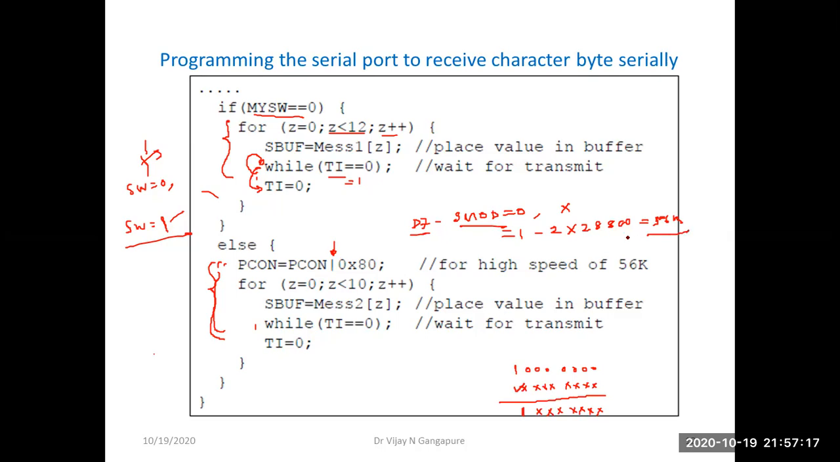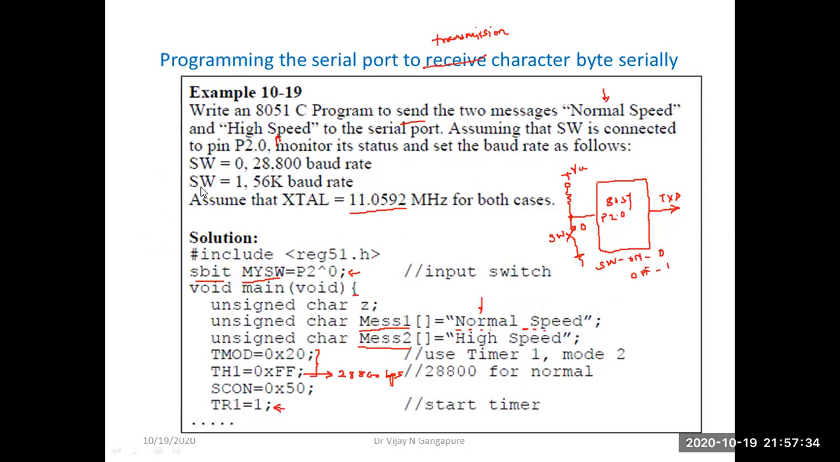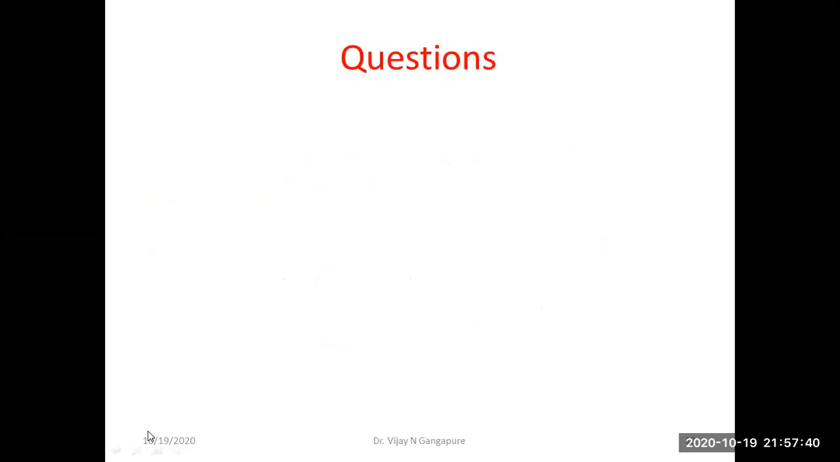We will get double baud rate. We are simply making the baud rate double, that is 56k, which is 2 times 28800 bits per second. Because if the switch position is 1, we have to double the baud rate, that is what has been asked. If the switch position is 1, what baud rate do we have to set? 56k, that we are doing here.